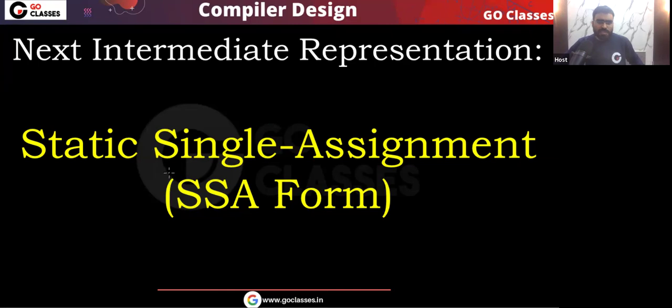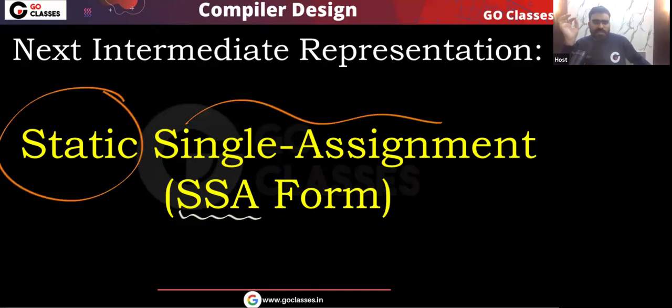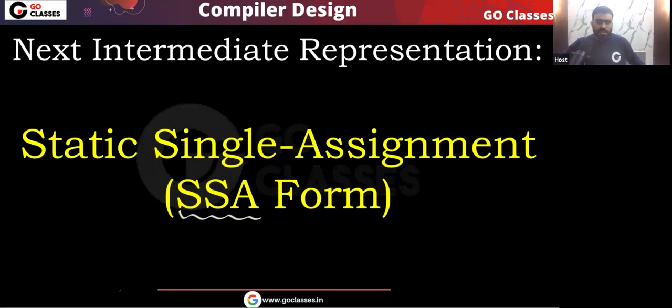In this lecture, we will study the next intermediate representation, which is static single assignment. SSA, in short, we will call it SSA. Let's see what this intermediate representation is. Before SSA, we have already seen an intermediate representation, which is three address code. That is also an intermediate representation, and remember, SSA is another intermediate representation. We have already seen what three address code is. Now in this lecture, we will see what static single assignment form is.